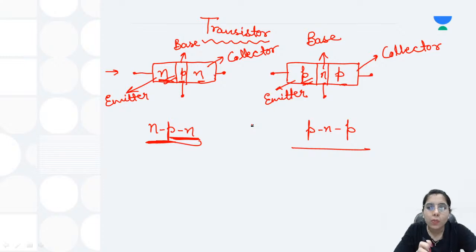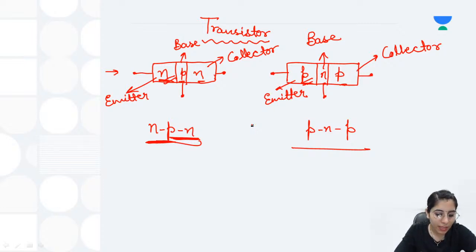Clear? Now base. The base is the middle section, that's the point we are considering right now. But if the majority charge carriers have been sent from the emitter towards the base, what will be the role of the collector? The collector is there to collect the majority charge carriers which have been transferred from the emitter to the base. That's how, with the movement of the charge carriers, the transistor will do its functioning, or it will work this way.